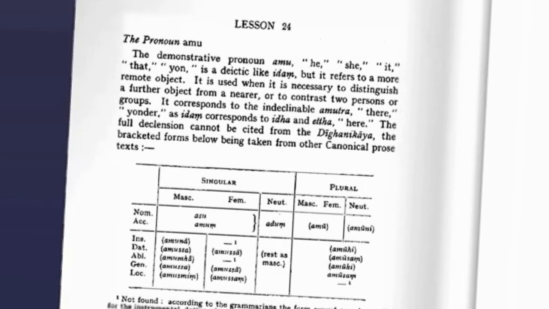Lesson 24 begins by mopping up some loose ends: the pronoun amu, Bahubbīhi compounds again, and future inflections, before focusing on auxiliary verbs in Pali.